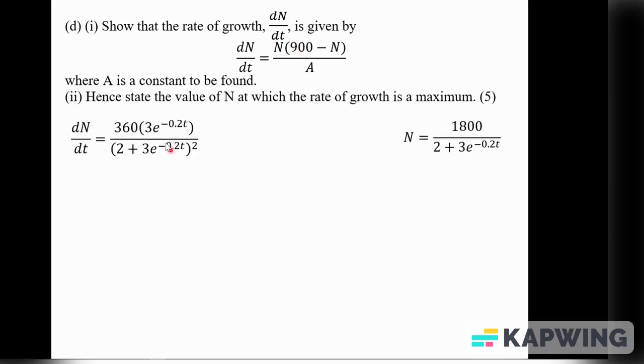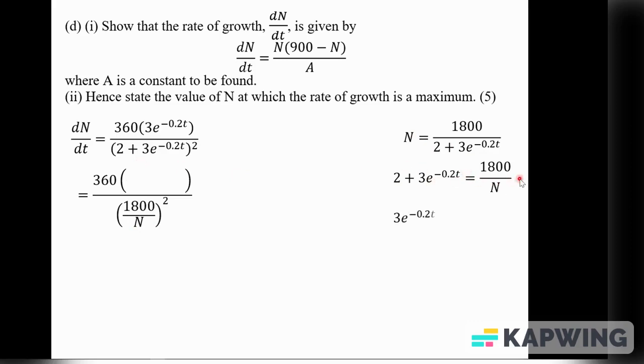So here it is, and I'm going to change this in terms of N and this bracket in terms of N by rearranging my initial relationship between N and t. So I can flip these over. So that is going to go here. So 1800 over N is going to go here. And then taking away 2, I'll just get the 3e to the minus 0.2t on its own. And that's going to go here.